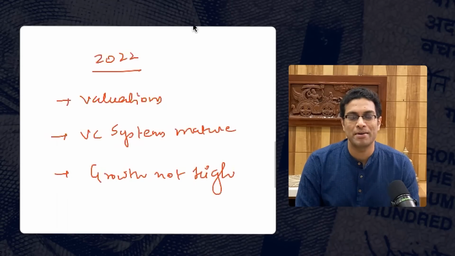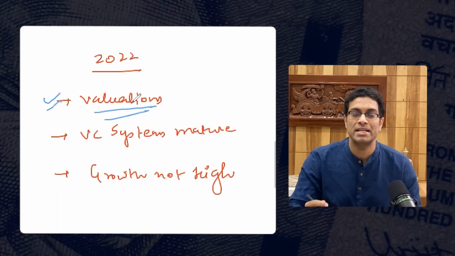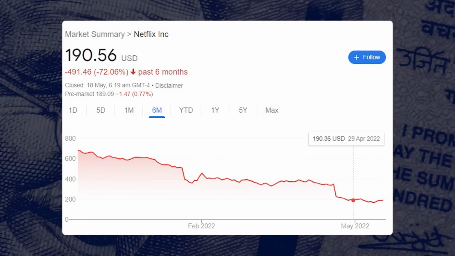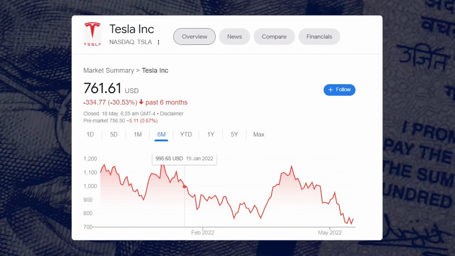So just to quickly summarize the situation in 2022, yes, the valuations of several tech companies have been extremely high. For example, Netflix, the valuations went crazy. With Tesla, the valuations have gone crazy. With Nykaa in India, the valuations have gone crazy. With Zomato, Paytm, valuations have gone crazy. But have they gone as crazy as they were in the year 2000?